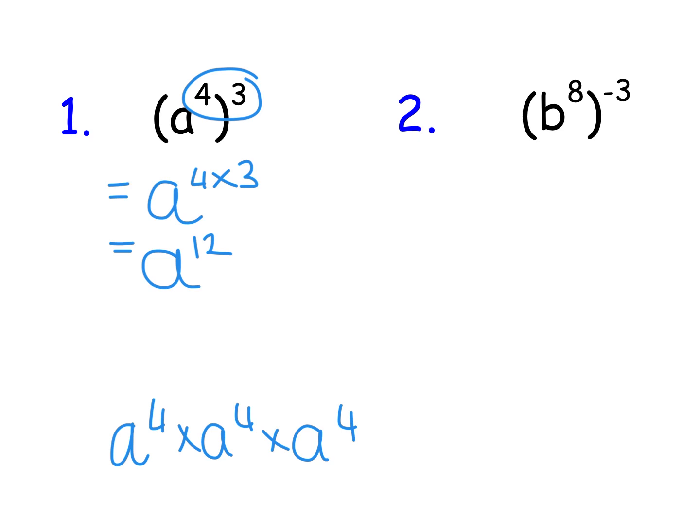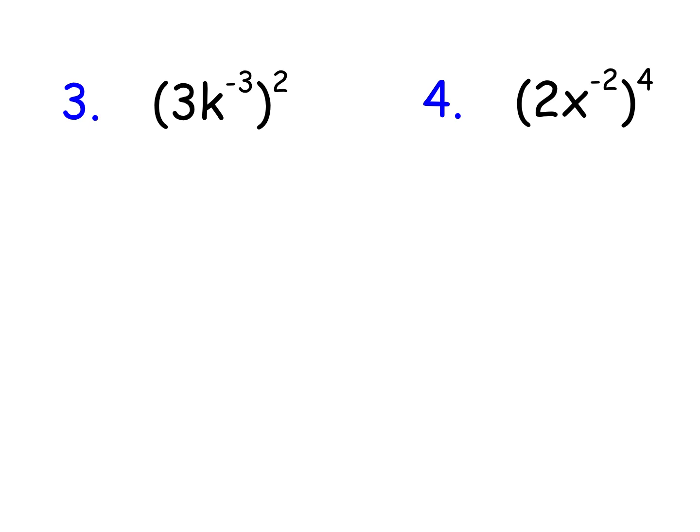Now it's the exact same rule when it's negatives. We're going to multiply the 8 and the 3. So this would give you b to the power negative 24. Now, there is another way of writing negative powers, but we're going to talk about that in another video. That's for another day. Now let's look at question 3.